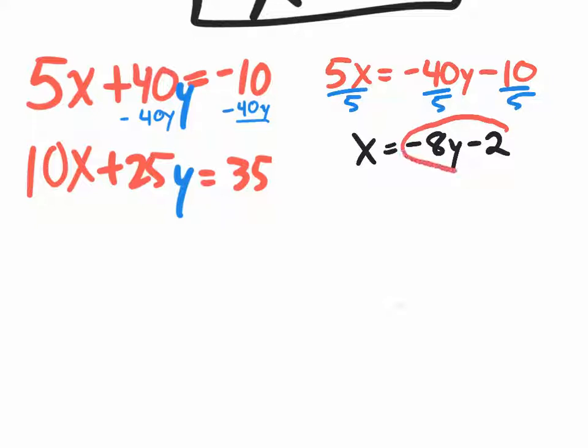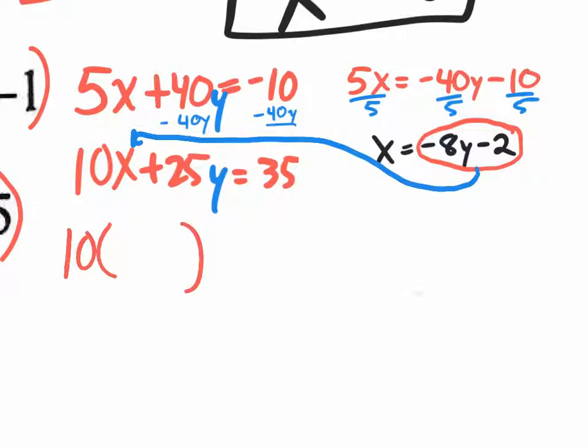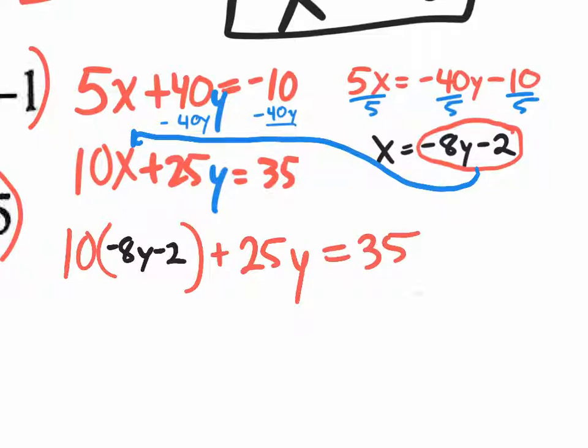We're going to substitute this x value, which is a variable expression negative 8y minus 2, into the equation we have not used yet, which is the bottom one of our modified system. So we're going to plug it right into x, right in here. So we're going to have 10, but instead of x, I put parentheses and I plug in the negative 8y minus 2 plus 25y equaling 35. So there's my new single variable equation.